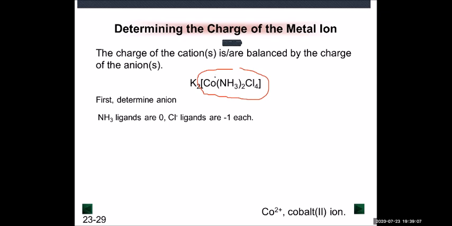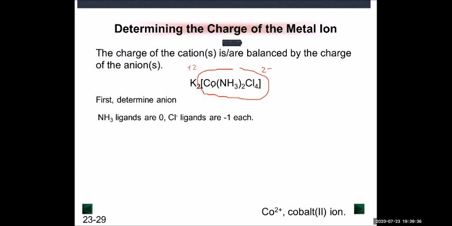To think about the charge on cobalt, we start with the potassium. The potassium should always be +1 charge. And so that means, with the potassium charge as 2 positive, we can decide the whole complex ion is 2 minus. And that's the whole charge of the cobalt complex ion.